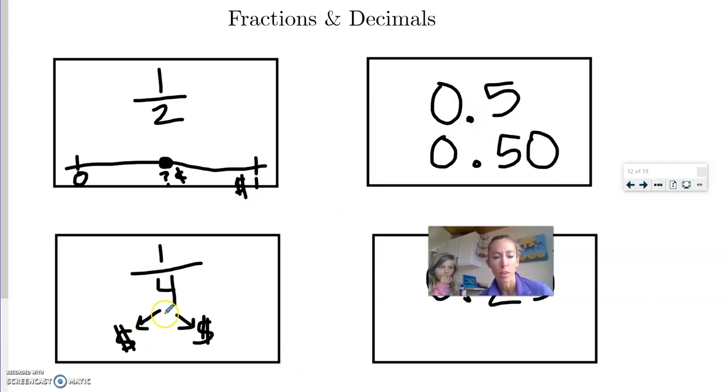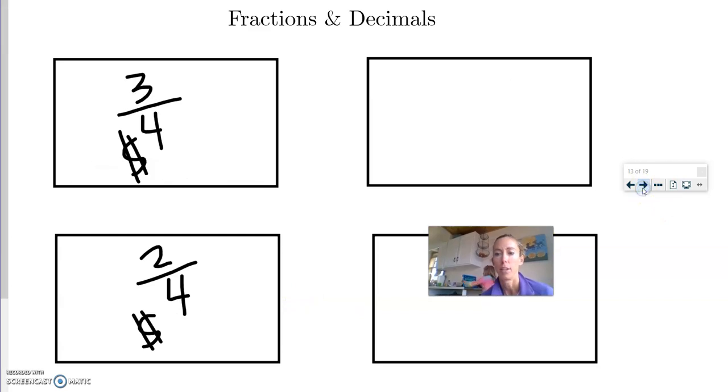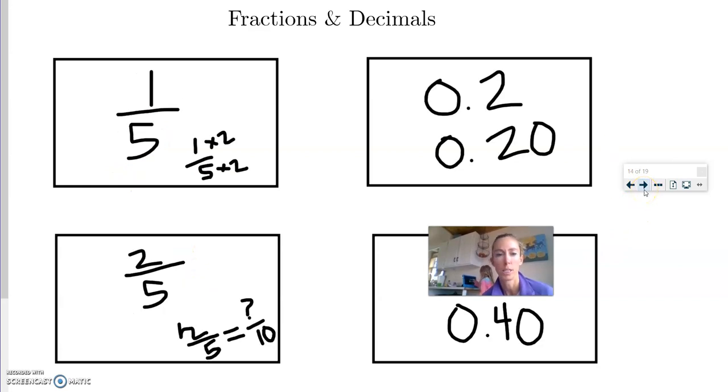And then a fourth, when I see that 4, I think money. On the back of the card is the decimal. If I go to more of them, 3/4 thinking money, 2/4 thinking money. Here are the backs of the cards to write out the decimal. 1/5, we're not going to think money there.